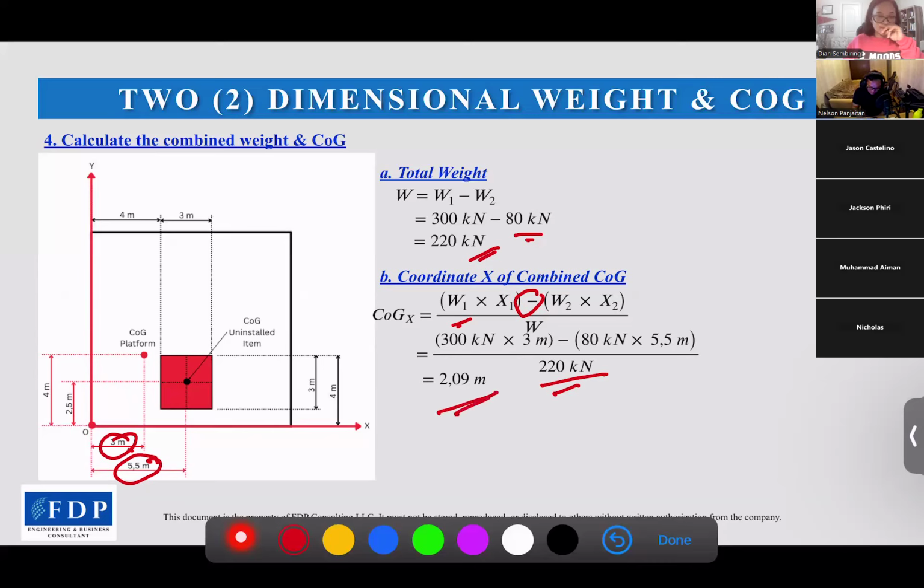And then for the COGY, maybe you can check by yourself with your own calculation using the same process, the same formula. You just need to change the coordinate. This coordinate x becomes coordinate y.